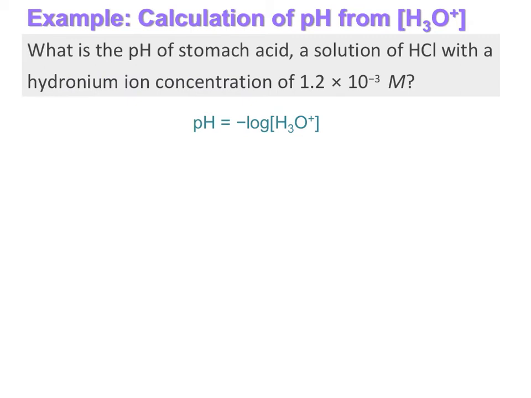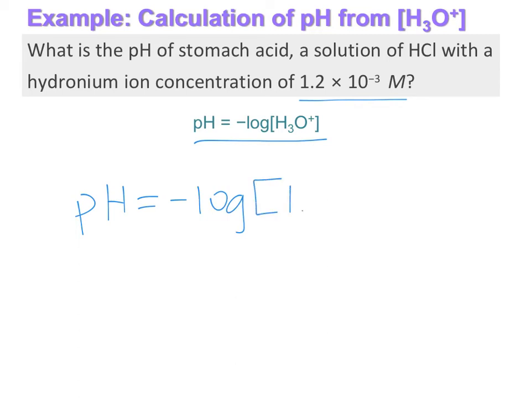So this first example is asking us, what is the pH of stomach acid, which is a solution of HCl, with a hydronium ion concentration of 1.2 times 10 to the negative third. All we have to do is plug it into our equation. So it'll be pH equals negative log of our concentration.